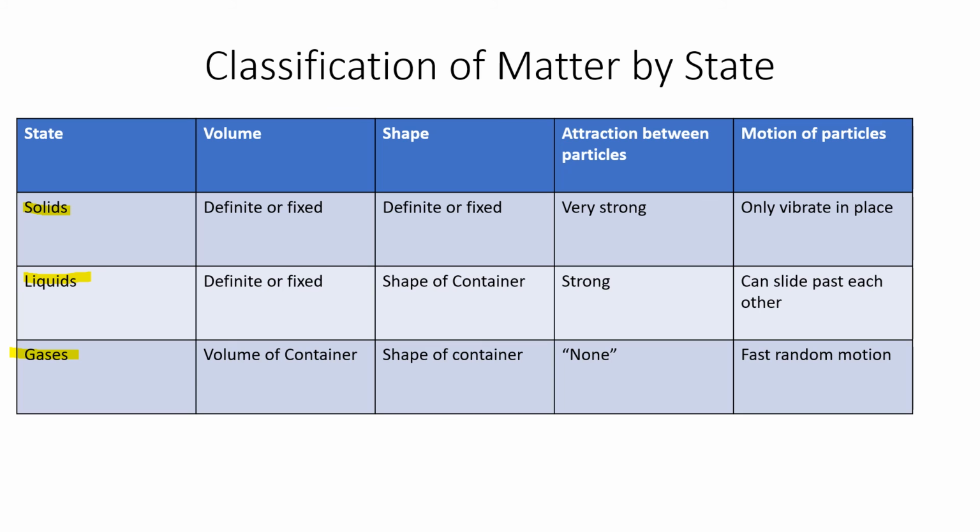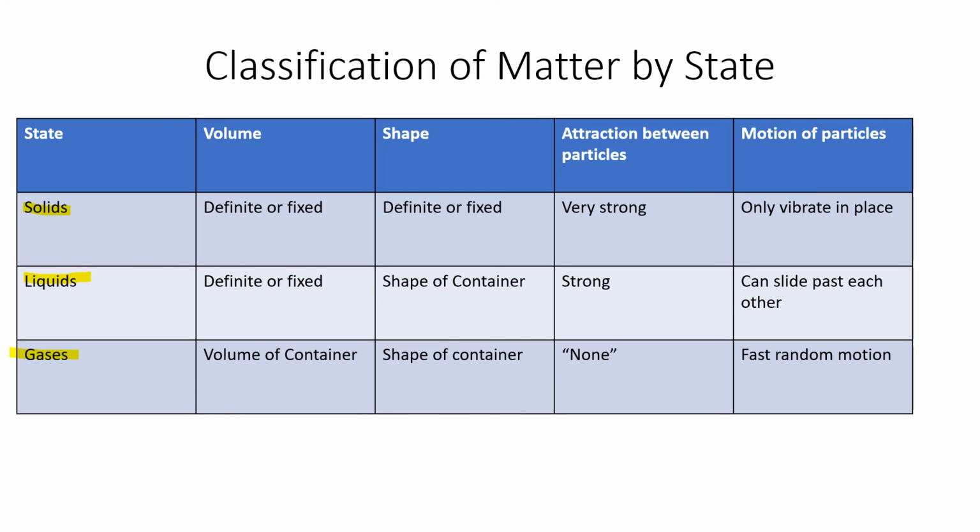We're going to go a little bit further than that. The last two columns that you're seeing, the attraction between the particles and the motion of the particles, are going to be the things that are happening down on the submicroscopic level. You can't directly see them, but what's happening at that level is going to play a big part in what's happening with the volume and the shape, those observable things that you're able to see. So let's start with those observable things.